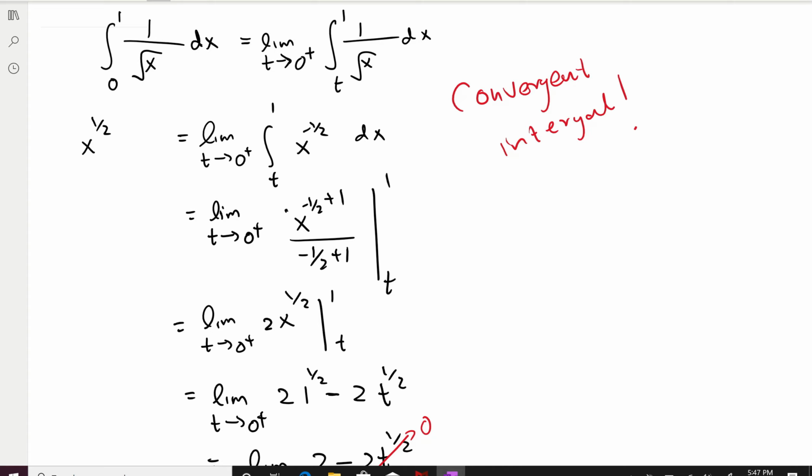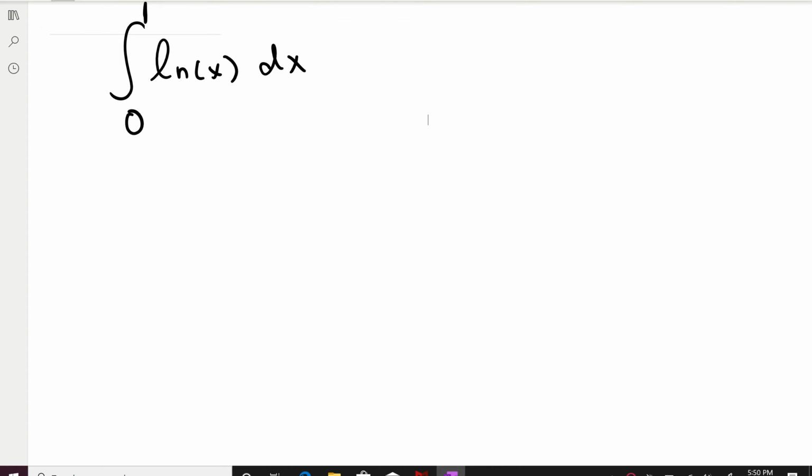Great. Okay, so let's look at the second example. All right, here's my second example. You have to integrate natural log x with respect to x from 0 to 1. But the problem with the function natural log x is that it's undefined when x is equal to 0, or there's a vertical asymptote at x is equal to 0. So the function is discontinuous at x is equal to 0. Okay, if you're not sure, just draw the graph of ln x.